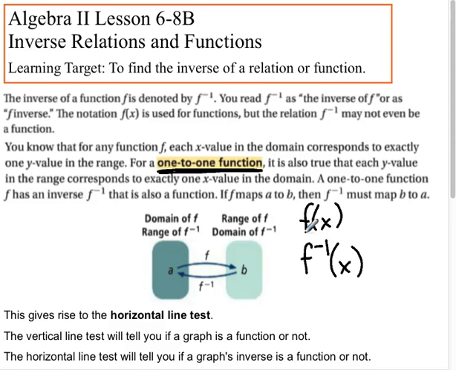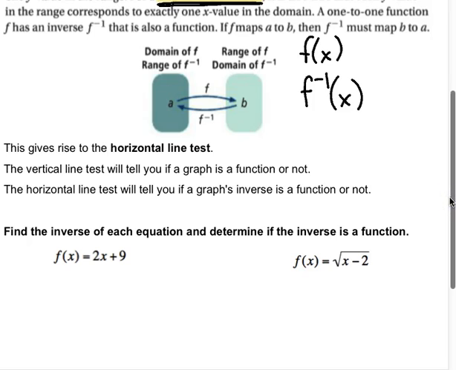So to determine if something is a function, remember we talked about the vertical line test. That's how you determine if something is a function. Well, to determine if it's one-to-one, aka to determine if its inverse is a function, it needs to pass the horizontal line test as well. If it passes both, then it is a function and its inverse is a function. Okay, so there's two tests, the vertical and then the horizontal one for the inverse. So let's take a look at how to apply that.